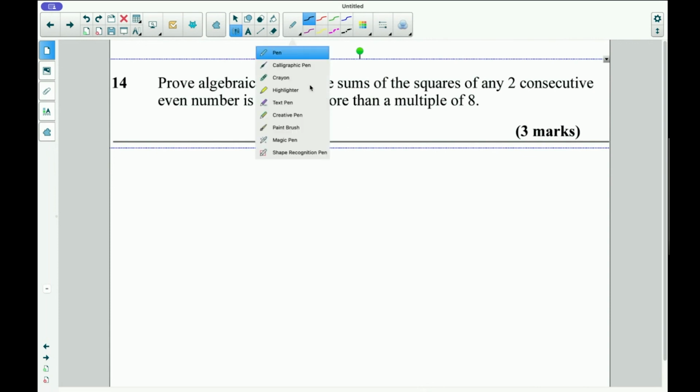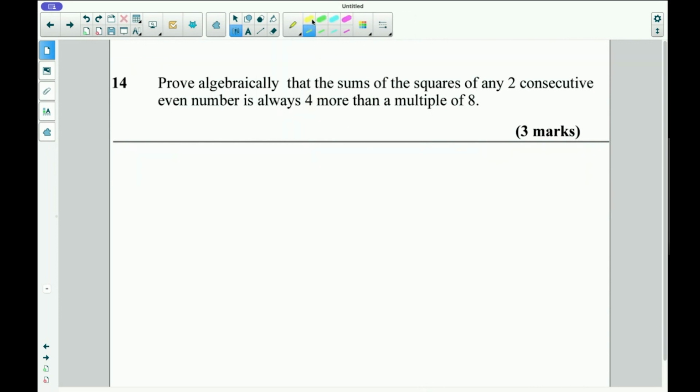Okay, so let's break down this question. Again, it looks scary just because of this portion at the end. So Oscar, you were getting kind of close with that plus 4 at the end, so it's good that you recognize what that's going to look like. So it says prove algebraically that the sum of the squares of any two consecutive even numbers is always 4 more than a multiple of 8. So 4 more than a multiple of 8 is going to look like 8 times something plus 4. That's what we're aiming to get, okay?